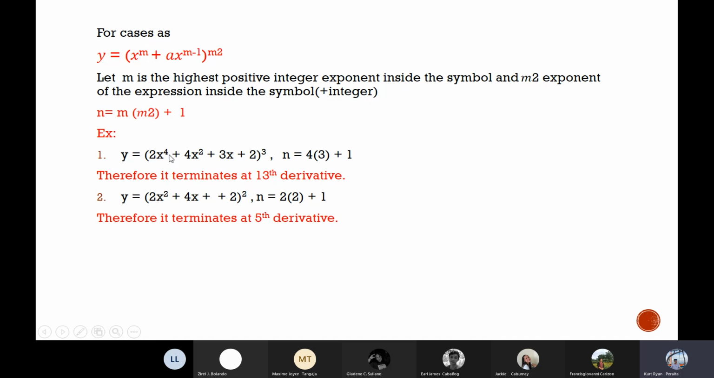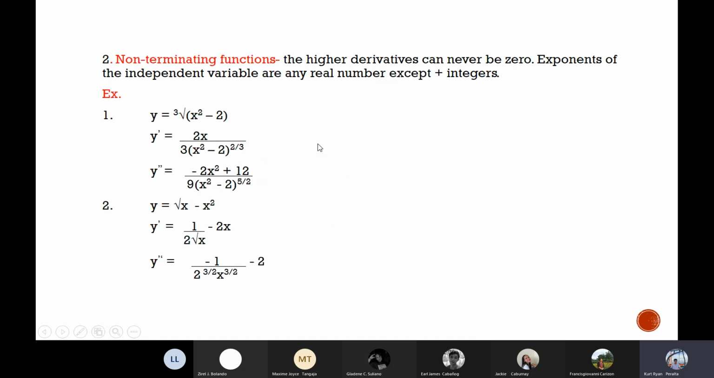So let's have an example. Kaning 2x to the fourth plus 4x cubed plus 4x squared plus 3x plus 2, raised to the power of 3. So what is the highest exponent? So 4 siya, then 3 plus 1. Muna siya ma-terminate siya sa 13th derivative. So masabtan naman siya diri kay naa nay formula.